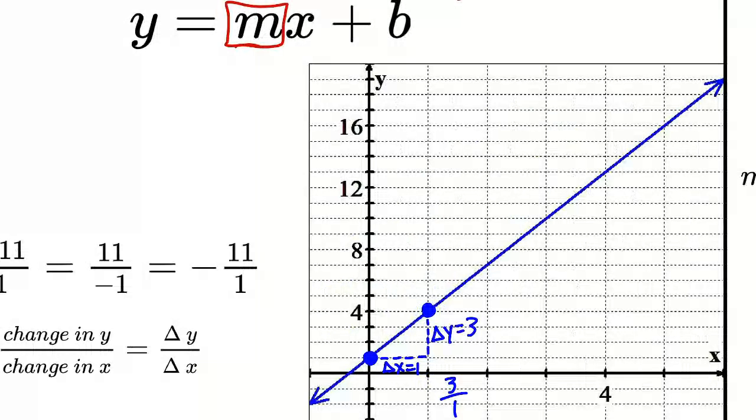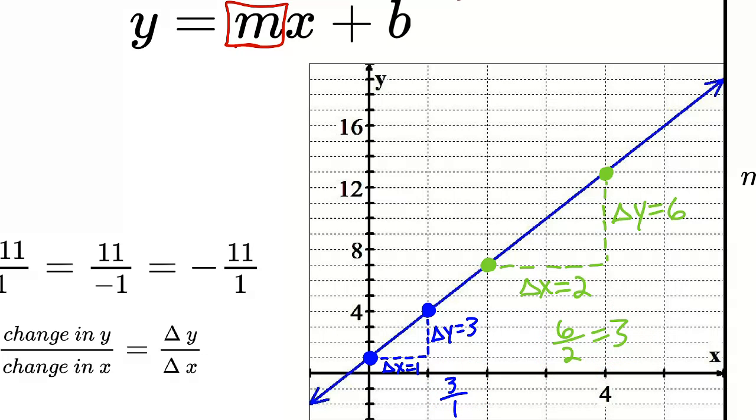However, I can use any 2 points to calculate the slope of a line. I can use this point and this point. And if I do that, there my delta x is 2. I've gone 2 to the right. And my delta y is up 1, 2, 3, 4, 5, 6. So my delta y is 6. So here my delta y over delta x is 6 over 2, which also equals 3. So notice this equals 3 and this equals 3. So they're the same value even though they look different.